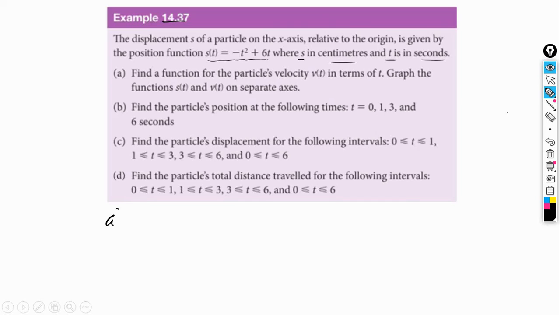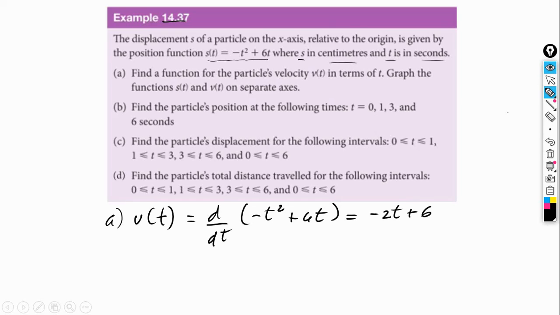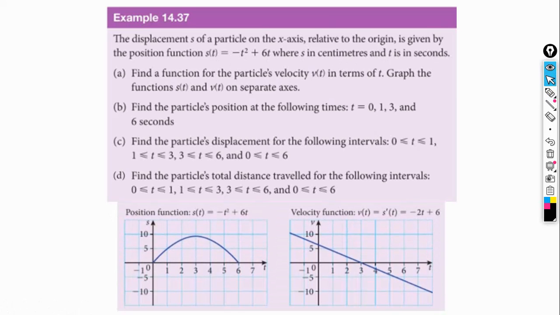Basically all we have to do is find the velocity function, which is the derivative in terms of time of the position function, minus t squared plus 6t. And this is obviously going to be a linear function, minus 2t plus 6. So now let's take a look at the graphs. Okay, so here are the graphs. Notice that the position function is quadratic, and because the velocity function is a derivative, this one is linear. And there are the graphs on two separate sets of axes.